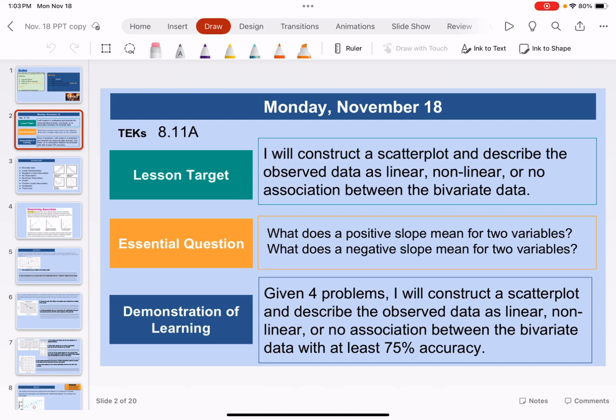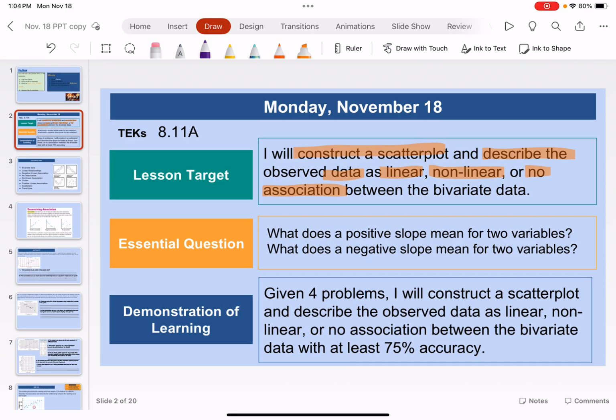Welcome to today's lesson on 8.11a. Our lesson target is I will construct a scatter plot. So construct means to build or make a scatter plot, and describe the observed data as linear, nonlinear, or no association. So remember that the main categories for scatter plots are linear and nonlinear.